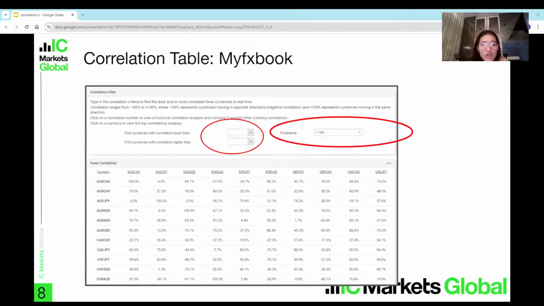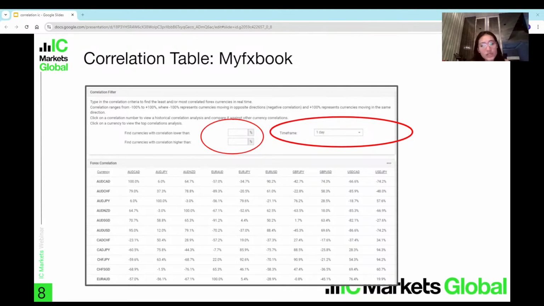Okay, so my FX book has a correlation table that you can use to find the most and least correlated forex currencies in real time. There are a lot of correlation tables that you can find on the internet. This is just the one that we normally use.